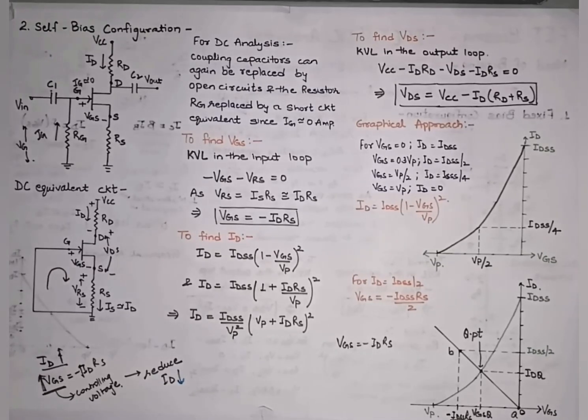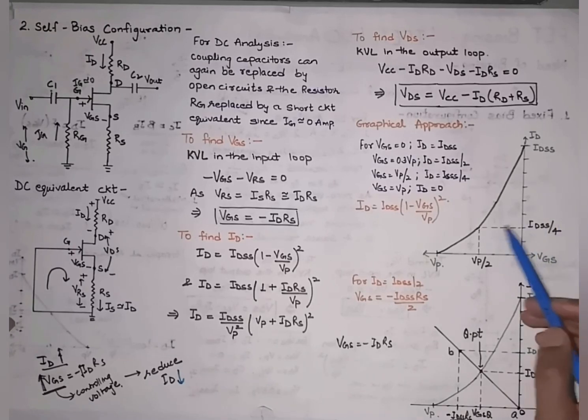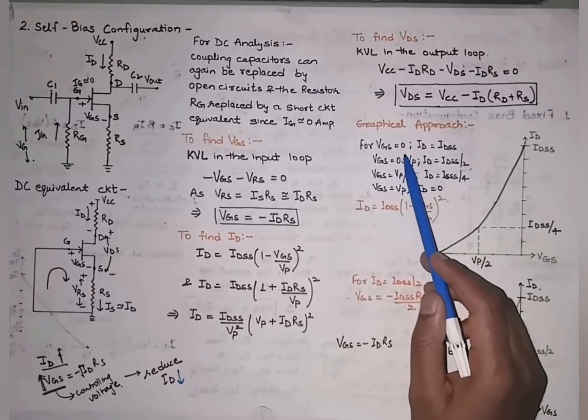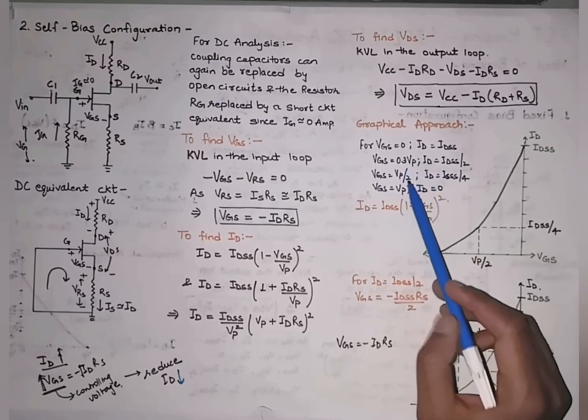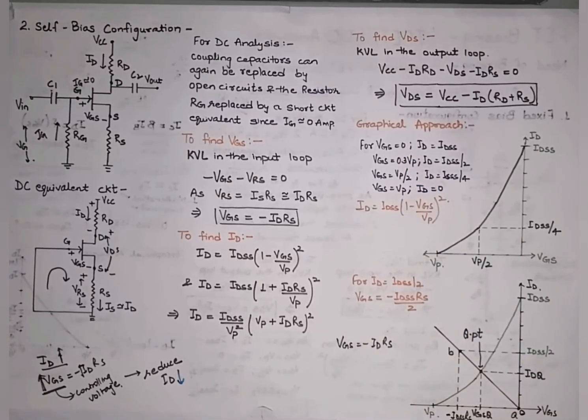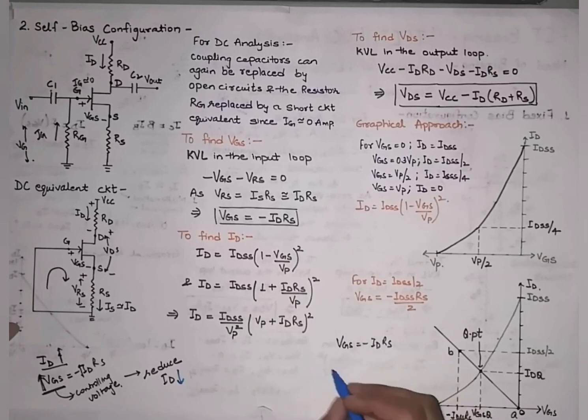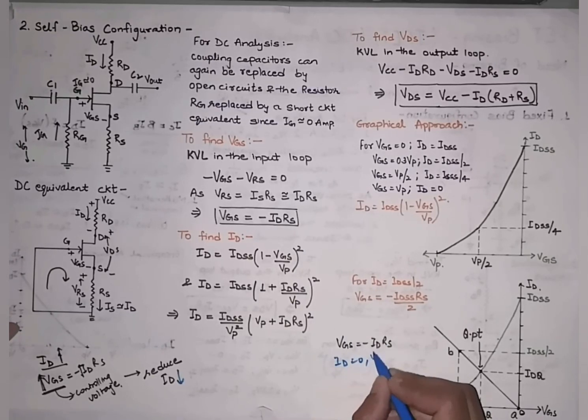Next is the graphical approach for this self-bias configuration. Again, the curve of ID and VGS will be obtained for different values of VGS. We have obtained the same values of ID by putting the value of VGS equal to 0.3 VP, VP by 2 and VP in the Shockley expression. Now to obtain the Q point, we need two values because a straight line requires two points to be plotted. The first value we obtain by putting the value of ID in this relation, VGS is equal to minus ID RS. By putting ID equal to 0, we get VGS equal to 0. So we will get this point.